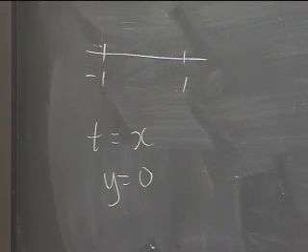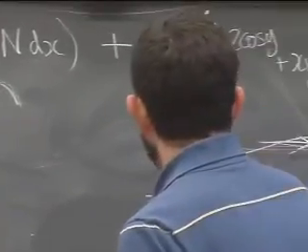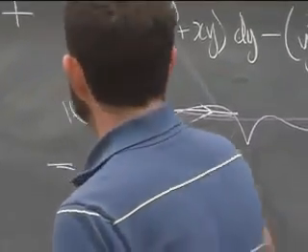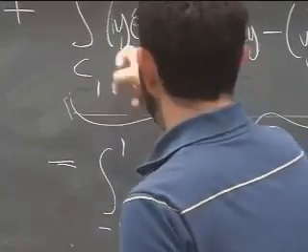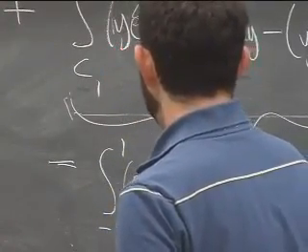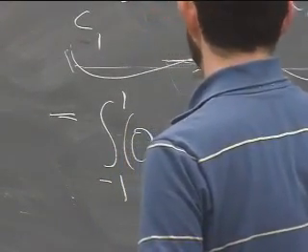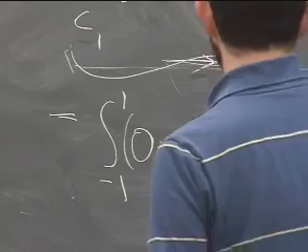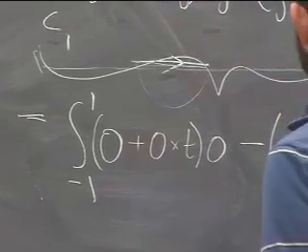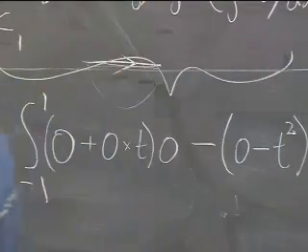But anyway, let's play pat and look at this integral here equals the integral from -1 to 1, because we're going that way. y is 0. xy is 0 times t. dy in any case is 0. Minus y is 0. x is t. dx is dt, because x equals t.